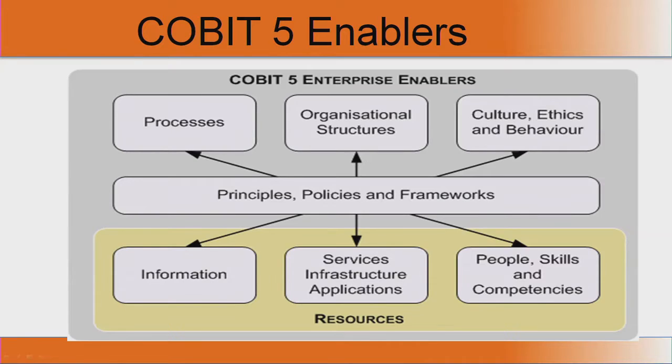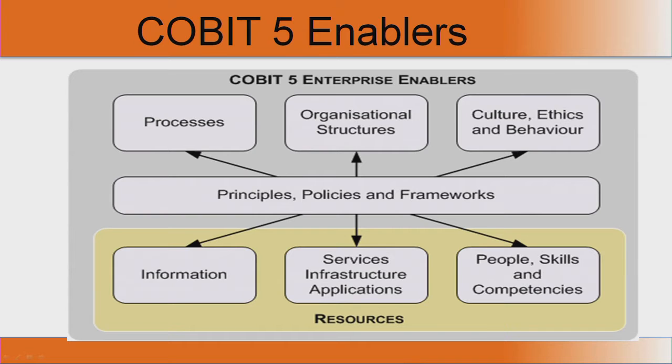What are the COBIT 5 enablers? Now, if you see the core, it is the principles, the policies and the frameworks through which a lot of things are connected, like your processes, the organizational structures, the culture, ethics and behavior, and then the resources. In resources, you have information as a resource, services, infrastructure, applications are resources, people, skills and competence are resources.